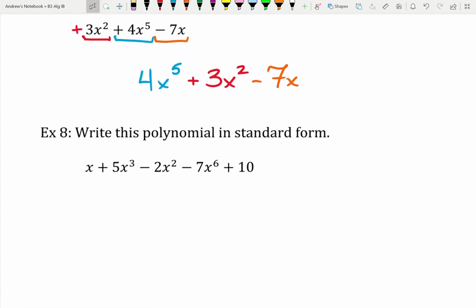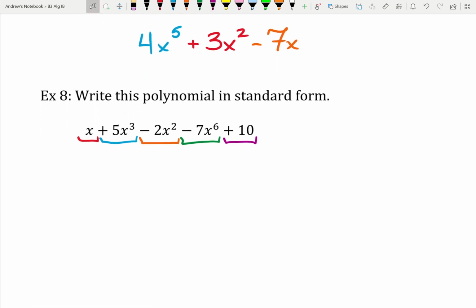Last one. Oh boy. Again, I'm going to take each term. I've got this x, this plus 5x to the 3rd, this minus 2x squared, this minus 7x to the 6th, and this plus 10. Phew, 5 different things. Oh my god, it's going to be so awful. Psych, not going to be that bad. I'm going to look for which one's the biggest. It's got the biggest power on it, which looks like minus 7x to the 6th. So minus 7x to the 6th comes first. And then looking for the next biggest, it looks like the x to the 3rds. So plus 5x to the 3rd.